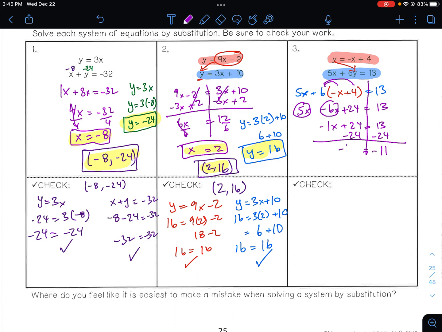And then the only thing left over on this side is negative 1x. So negative x equals negative 11. There are different ways you can do this: divide by negative 1, multiply by negative 1, it doesn't really matter. You end up with x equals positive 11.